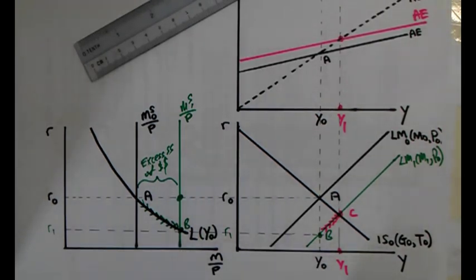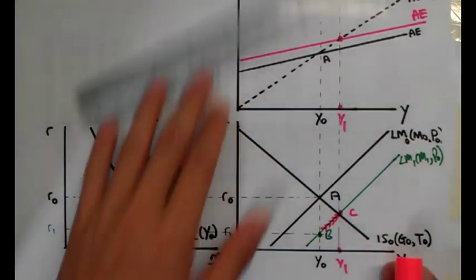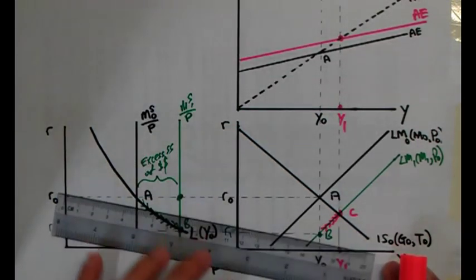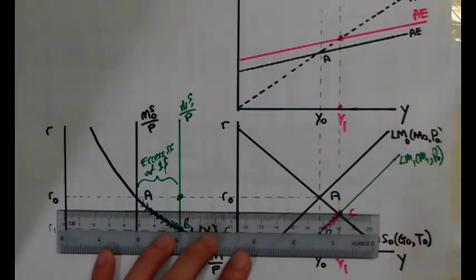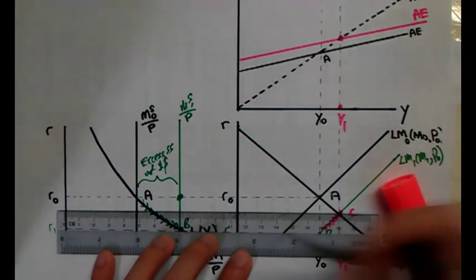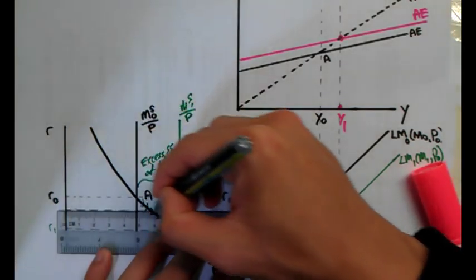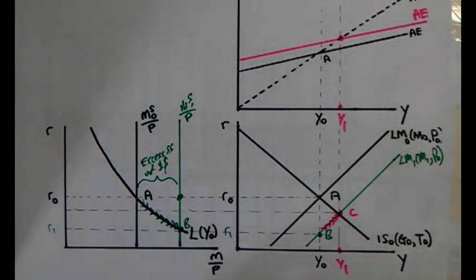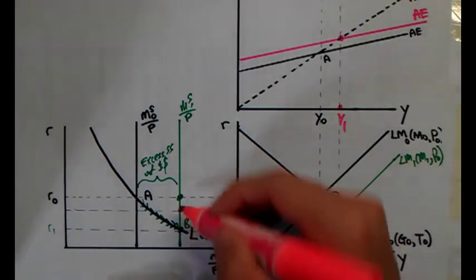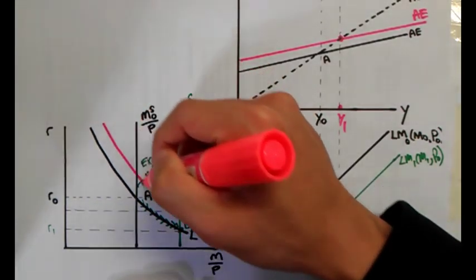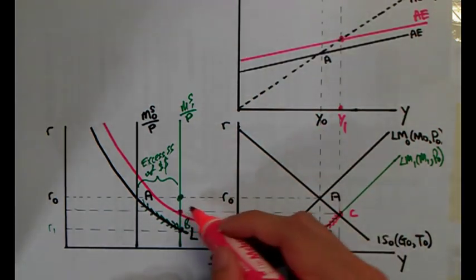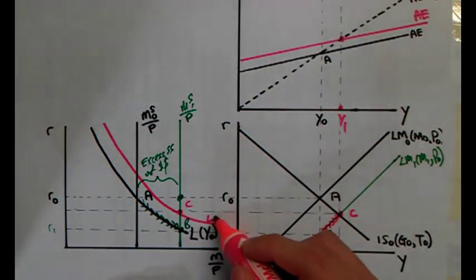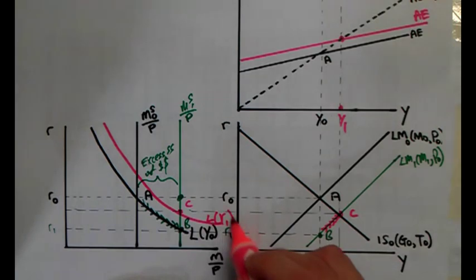It increases as well, right? So increases to where? Increases to this part over here. So I'm just going to draw a line so that I know where I can stick my new demand curve for liquid assets. It will be here. So I'm just going to draw a line down here, cutting through that point, and this is going to be point C, and this is going to be L(Y1).